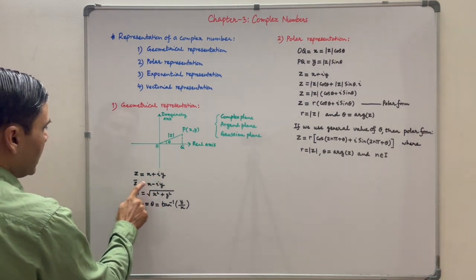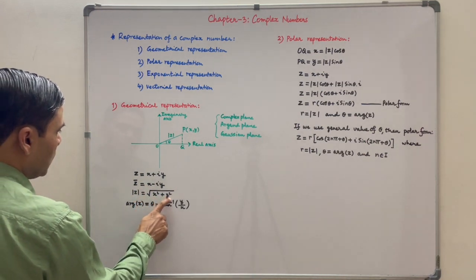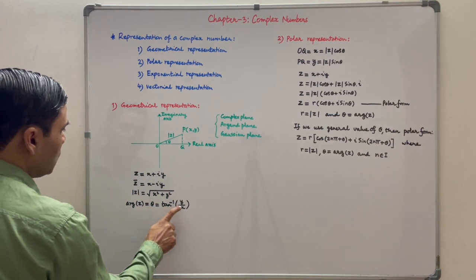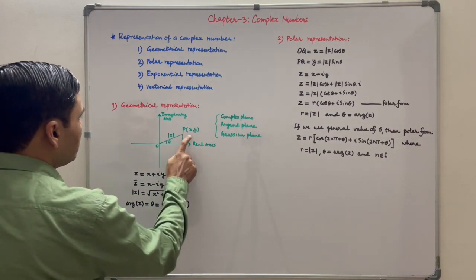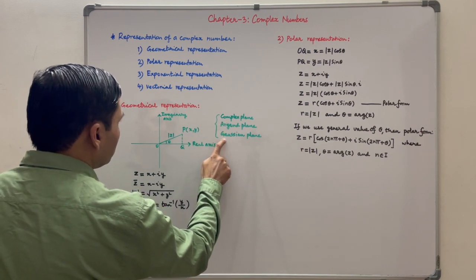Its conjugate is x minus iy. Its modulus is under root x square plus y square. Its argument theta is equal to tan inverse y by x. This plane is called as complex plane, Argand plane, or Gaussian plane.